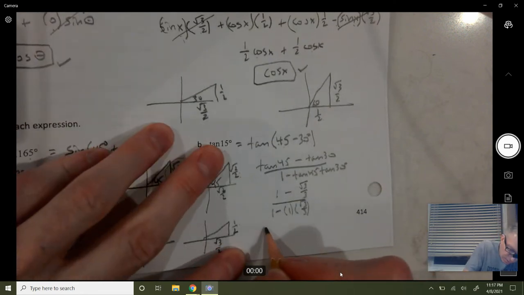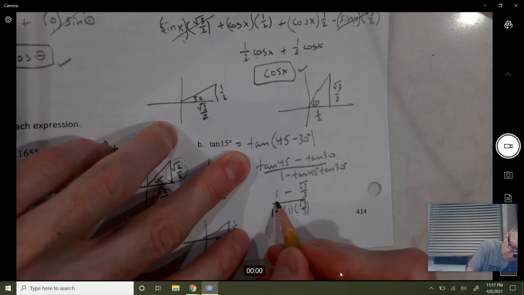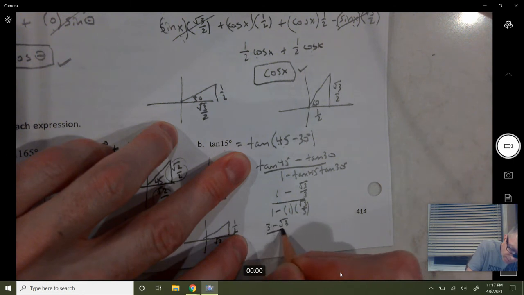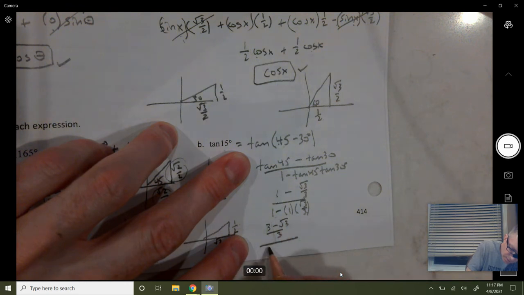So we get 1. Let's get common denominators up here. That's going to be 3 over 3 minus rad 3 over 3. So that's 3 minus rad 3 over 3. Down here we'll get common denominators again. We'll get 3 over 3 minus rad 3 over 3.